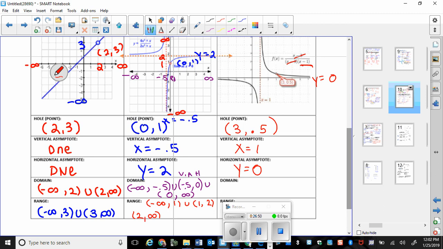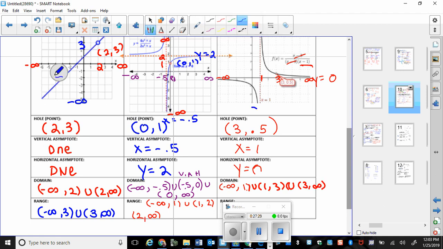So our domain technically should be from negative infinity to 1, and then 1 to 3, and then 3 to infinity. But let's just make sure. So negative infinity over to 1 at our vertical asymptote, then it stops off at 3, and then on to positive infinity. So from negative infinity over to 1, union, put a little u there, so I don't mess it up. So union 1 over to 3, and then union 3 on to positive infinity.